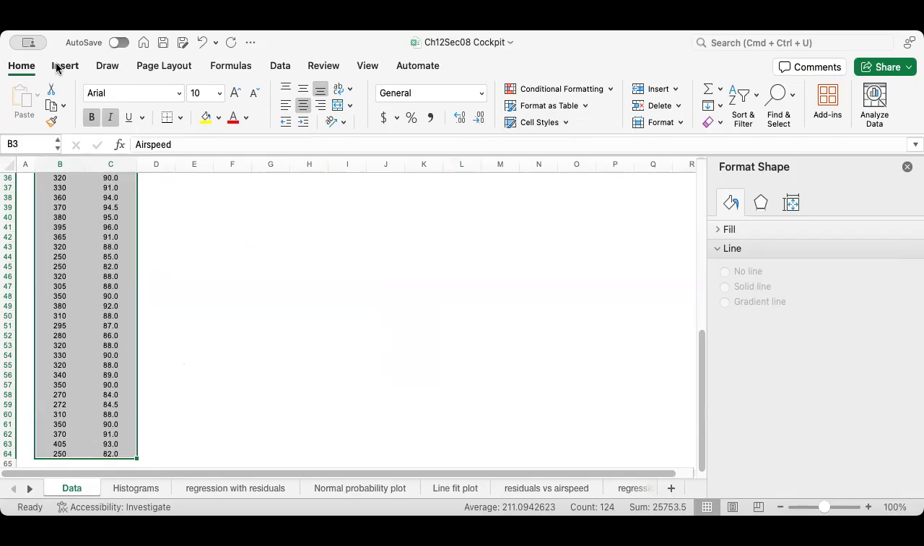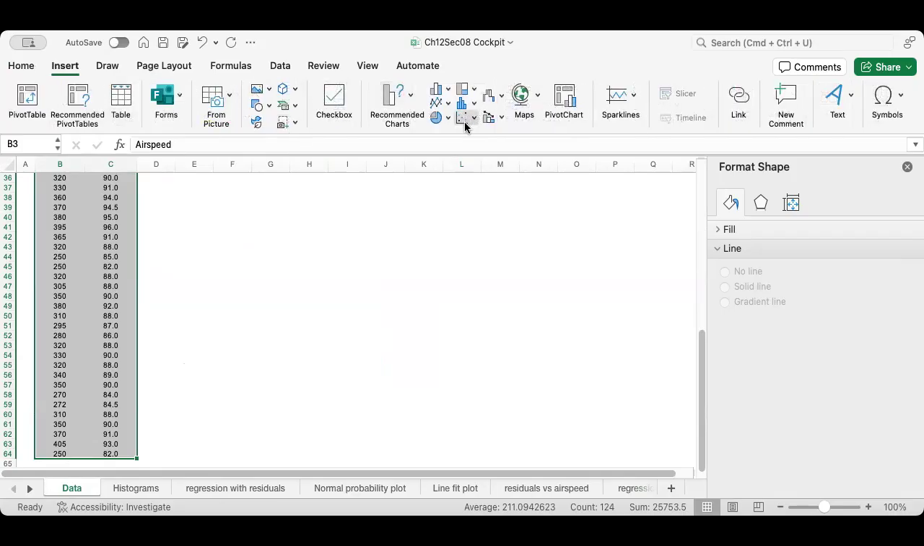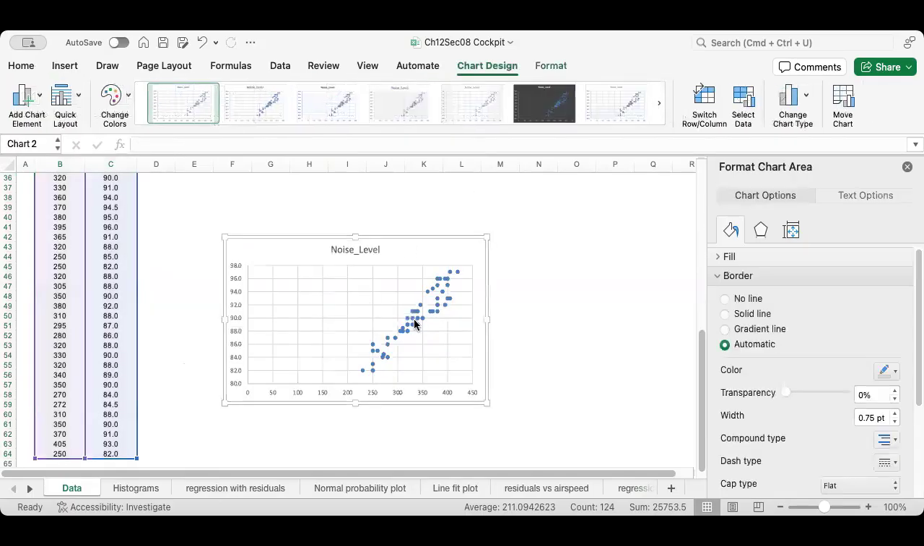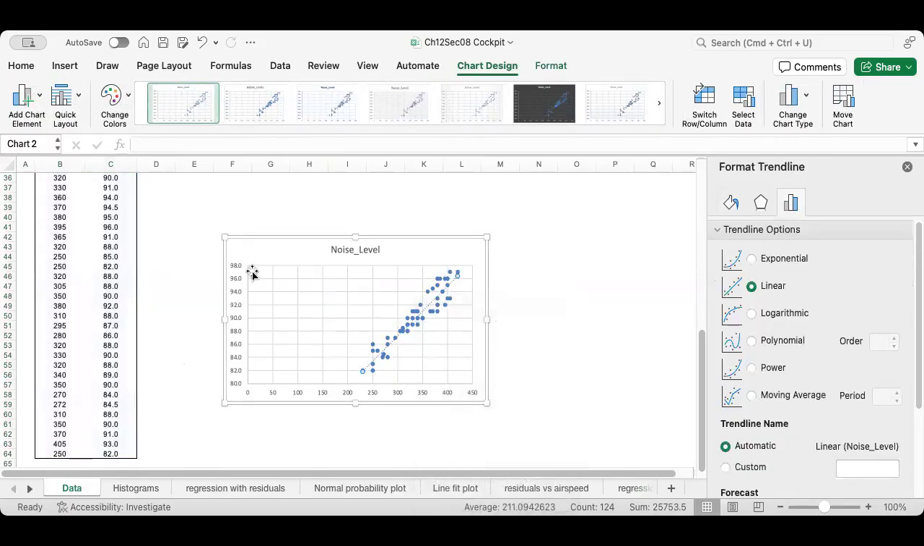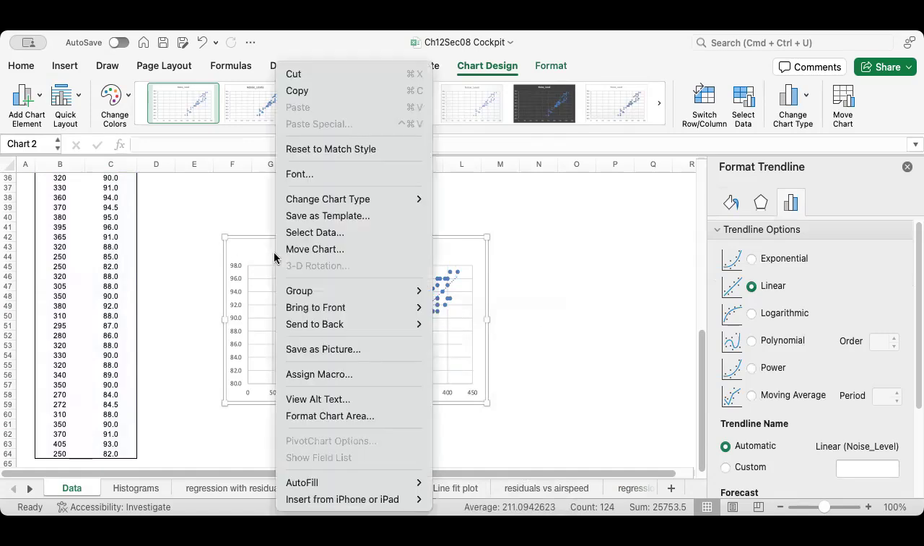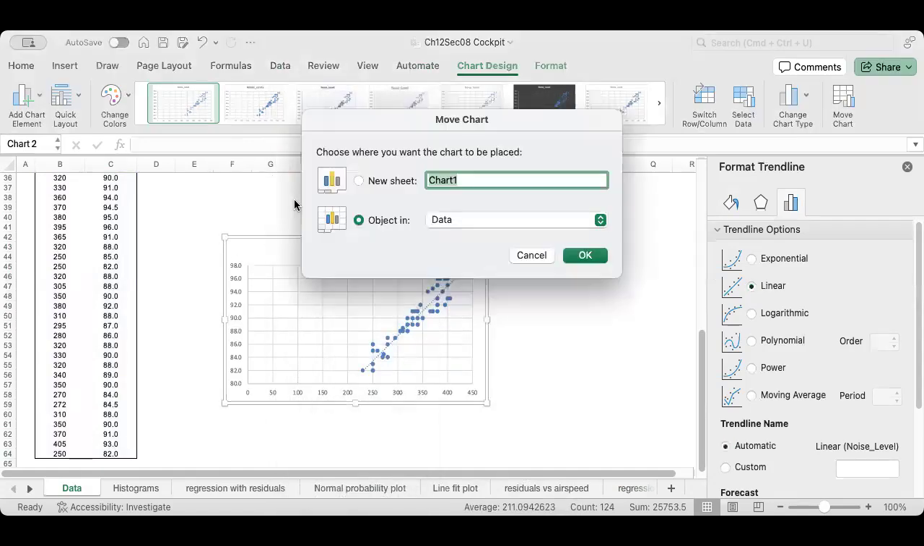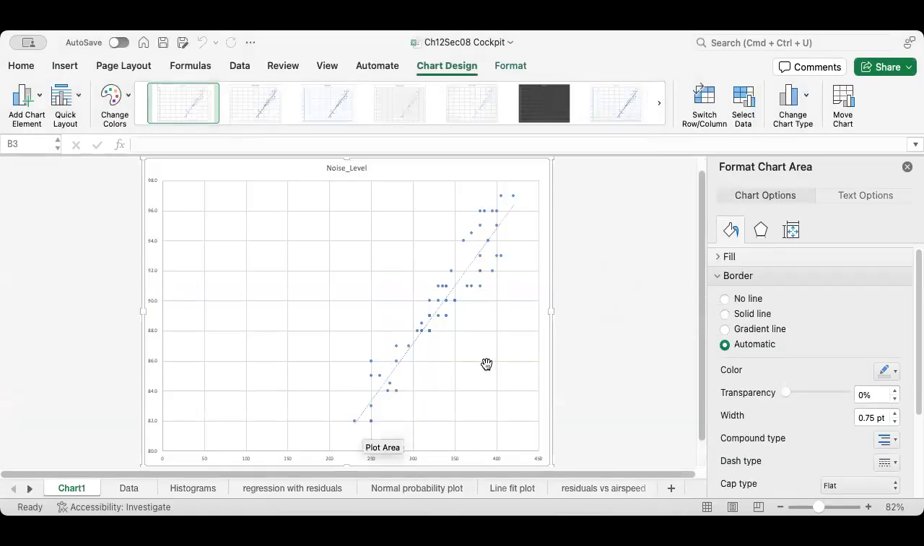Insert scatter plot. Trend line. Make this a separate page for the moment. Move chart, new sheet. Okay.